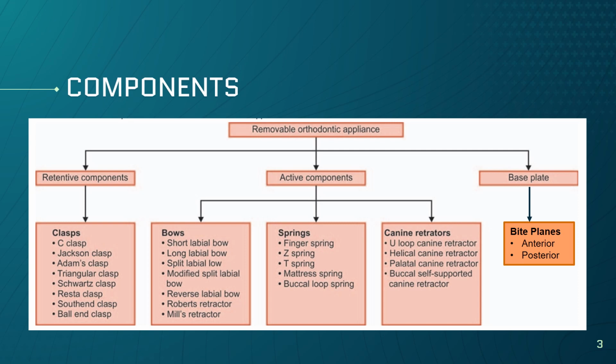Okay, removable appliances can be considered in three main components. The first components are the retentive components, which consist of various designs of clasps. The active components consist of bows, springs, and canine retractors. And the third component is the base plate, and this base plate can be modified to form either anterior or posterior biplanes.